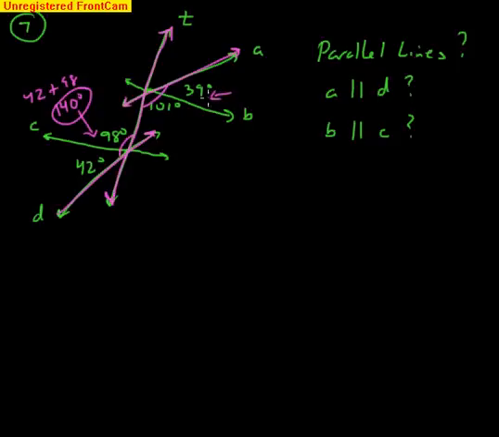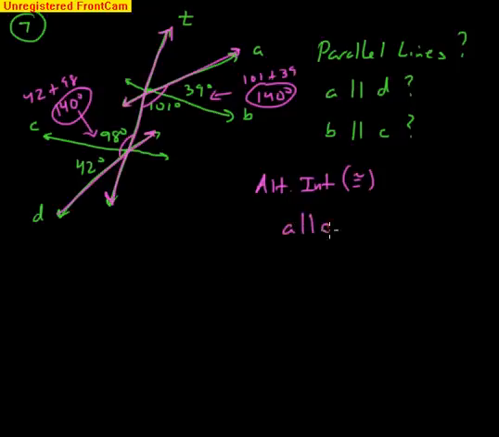Same thing here. Add them together. Okay, 101 and 39, 140 degrees. They're the same. These alternate interior angles, they're the same, meaning that they are congruent. So in this picture, if the alternate interior angles are congruent, then your lines A and D are parallel. A parallel to D. So we know that.